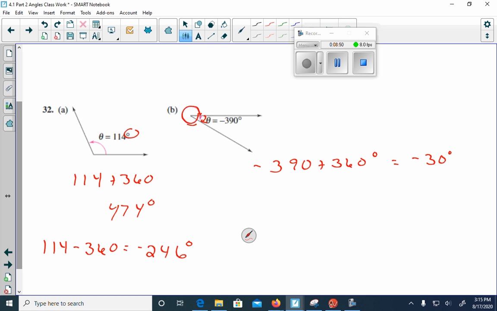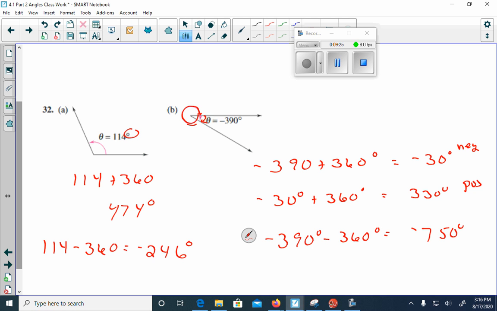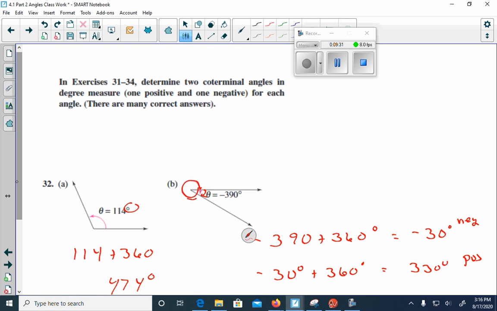To find the positive coterminal angle, I'm just going to take that negative 30 degrees and add another lap around the unit circle. And when I do that, I'm going to get 330 degrees. So this one's my negative, this one's my positive. Now I can have multiple answers. Like if I didn't realize at first that when I added 360 degrees, that was going to give me a negative, you might have taken negative 390 degrees and subtracted 360 degrees. And when you do that, you're going to get negative 750 degrees. And that is also an acceptable answer. That is not wrong. That's why the directions say there are multiple answers, and any of those answers would be correct.